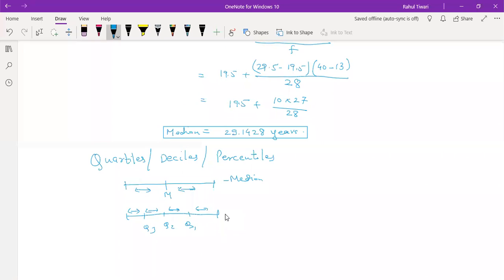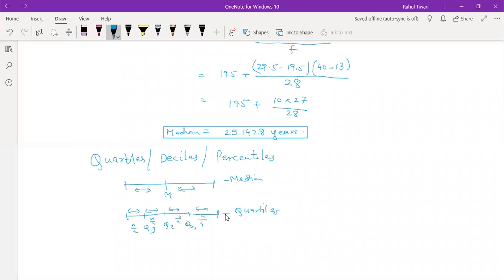If there is a median, then it is n by 2, right? You were calculating n by 2 in the previous example. But if the data is divided into four equal parts, what could each portion be? N by 4, n by 4, n by 4, n by 4, right? Because it divides the data into four equal parts, and this is known as quartile.